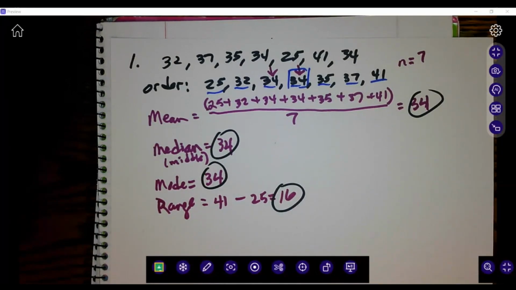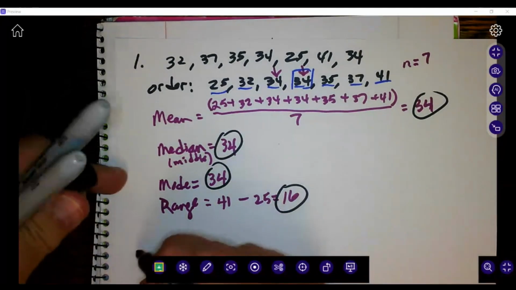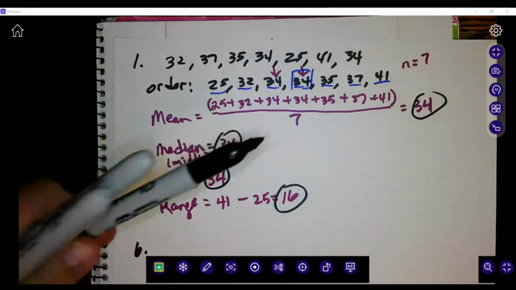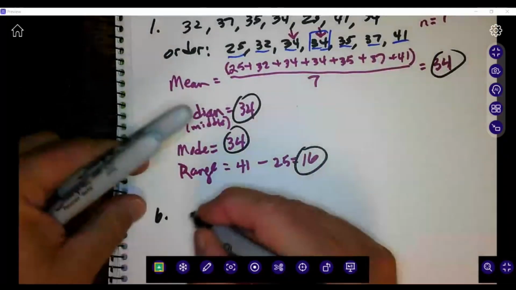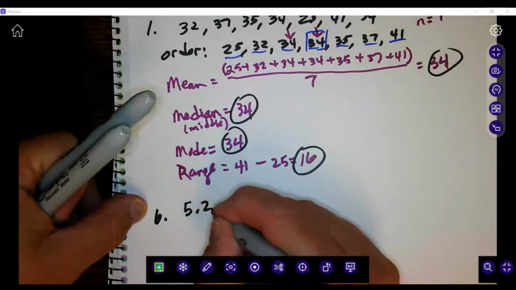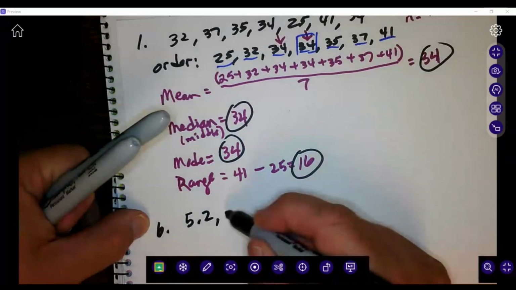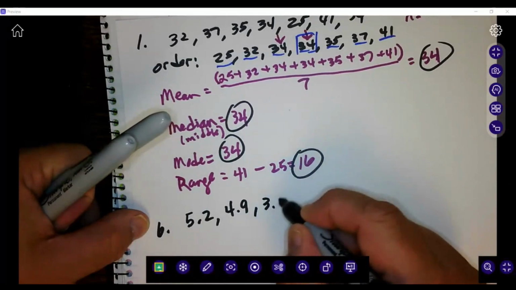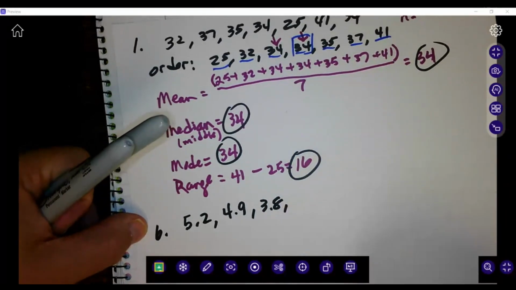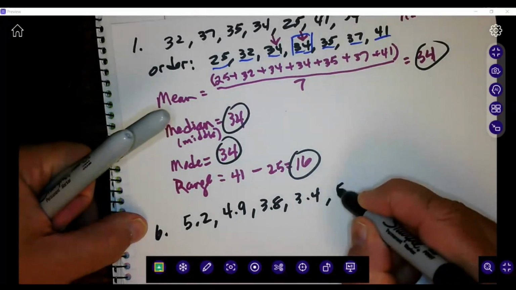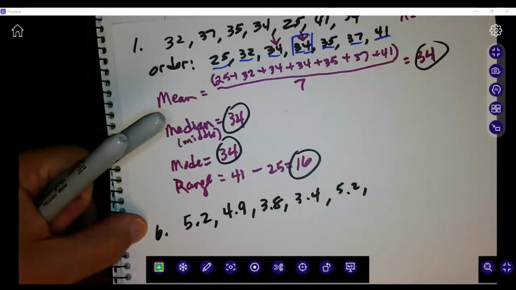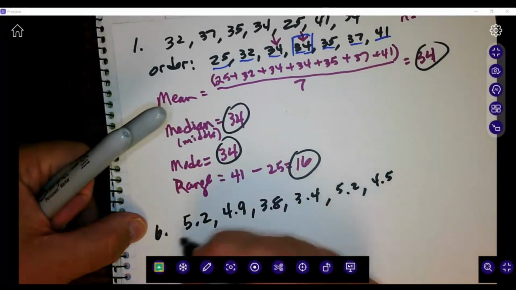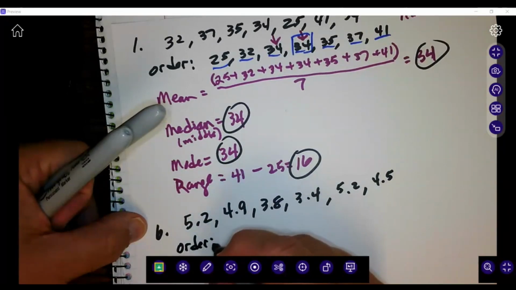All right. I'm going to go down now to number 6. We're going to move to number 6. On number 6, we have 5.2. We have 4.9. We have 3.8. We have 3.4. We have 5.2. And we have 4.5. All right, we've got to put these in order.